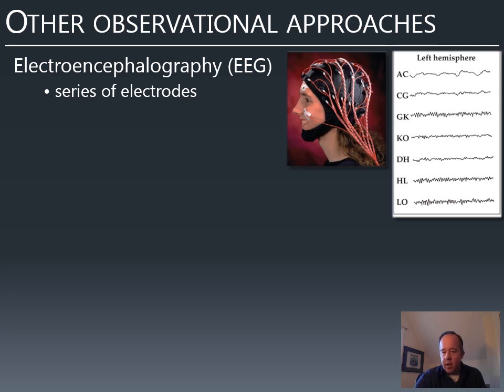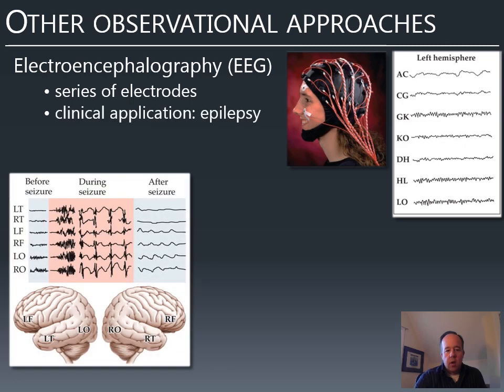So this is an example here. We can see electrical activity across the various electrodes. One thing this is used for is examining epileptic seizures. So it doesn't treat epilepsy, but it measures when seizures occur. And because you get a rough idea of where electrical activity is occurring, you can get a rough idea of where the seizures are starting.